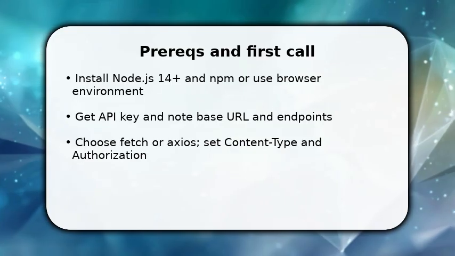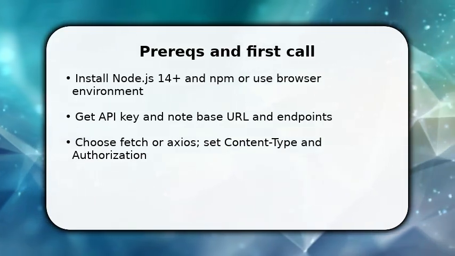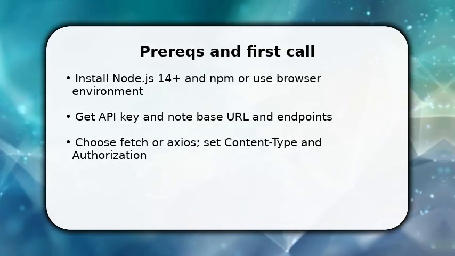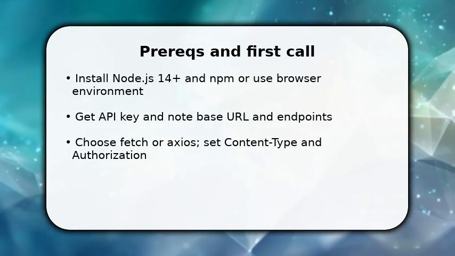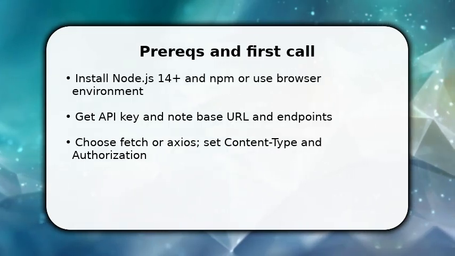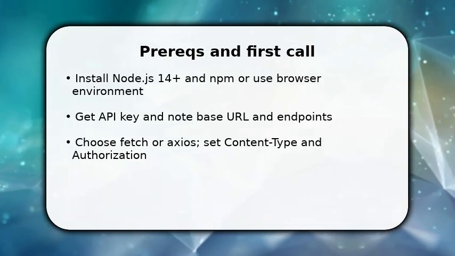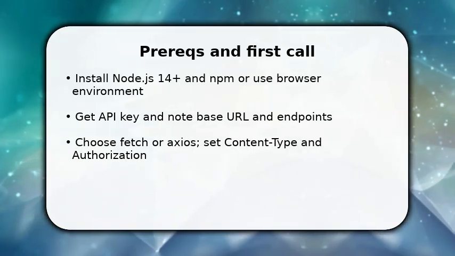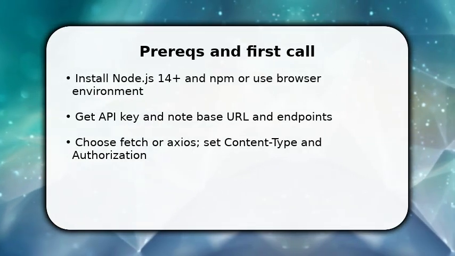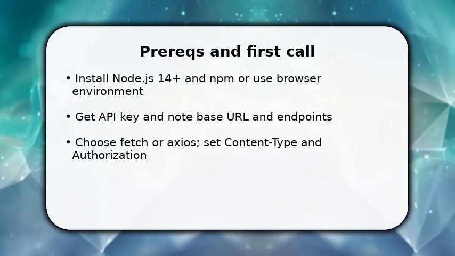You already have the essentials: Node.js or a modern browser, and your API key. First, create a small file and import fetch or Axios, then define a base URL and a helper to attach authorization headers. Once done, build a simple GET function that calls an endpoint and parses JSON. Make sure to await the response and handle non-200 status codes. This starts a repeatable pattern you will reuse for POST, PUT, and other calls.